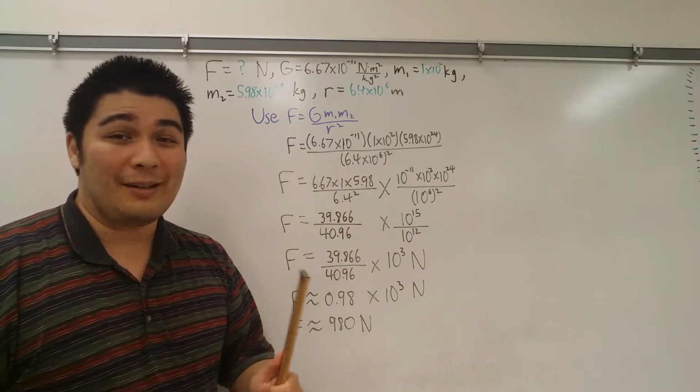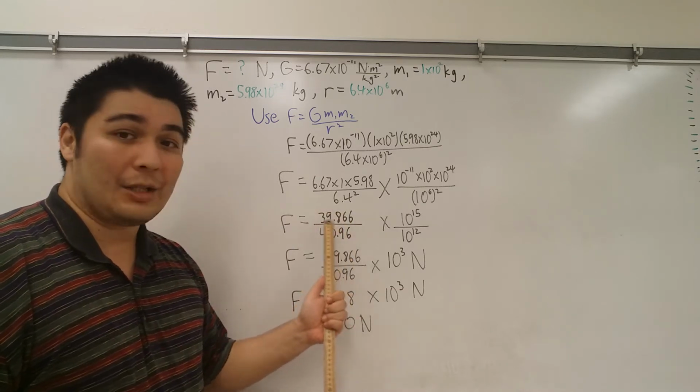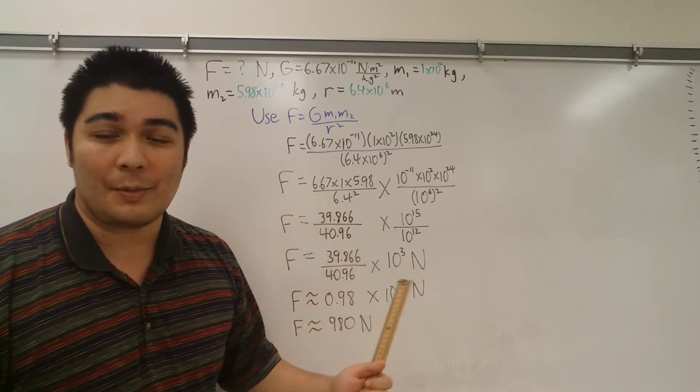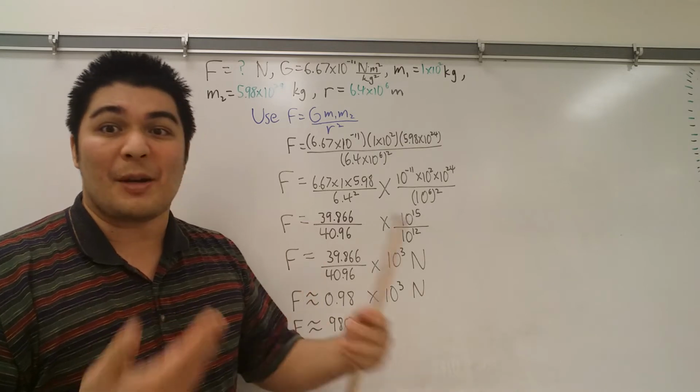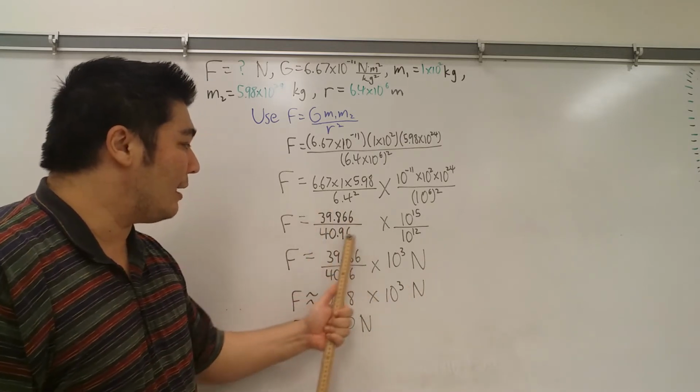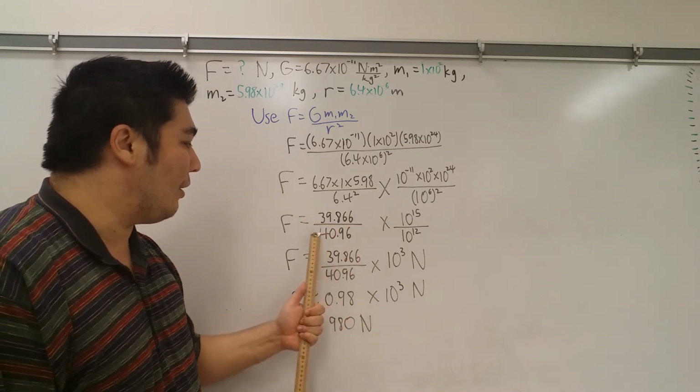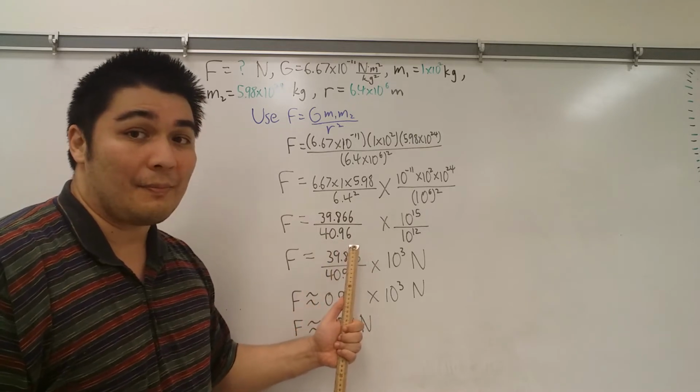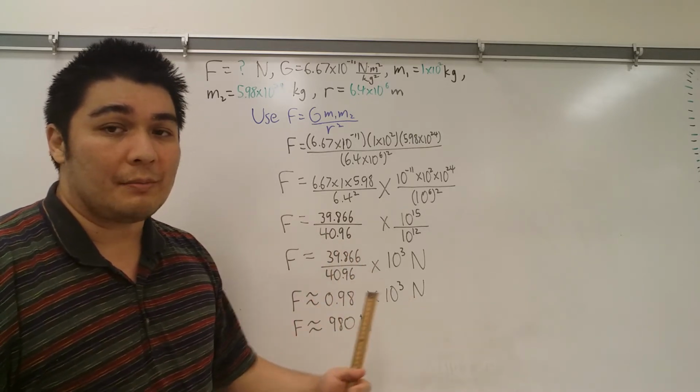Once I've put them in my calculator, fortunately these give me nice terminating decimals, so I can at least stomach them for now. So I leave them like this, 39.866 over 40.96. Simple results. There we go.